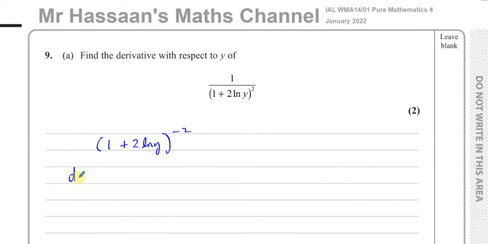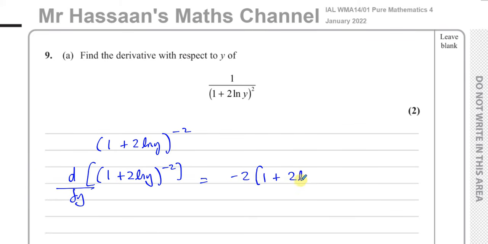Now I'm going to differentiate this expression, (1 plus 2 ln y) to the power of minus 2, with respect to y. There's no implicit differentiation involved here because I'm differentiating with respect to y, which is the same variable. So you can use the chain rule. You multiply by the power, so you have negative 2 times (1 plus 2 ln y), then you take 1 from the power, so that goes to the power of negative 3.